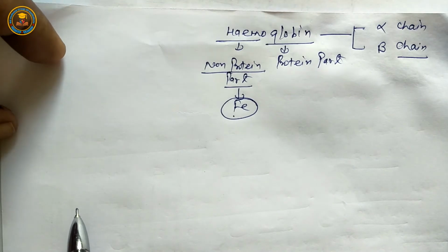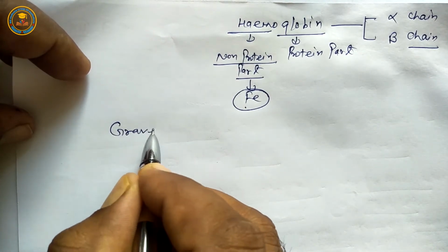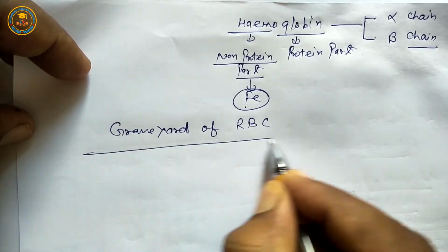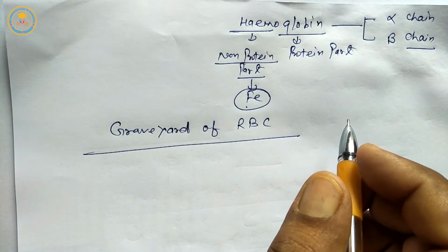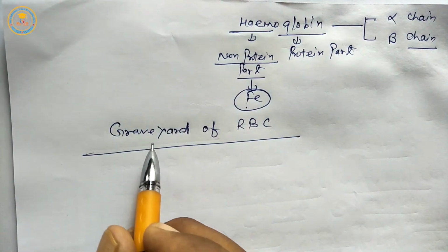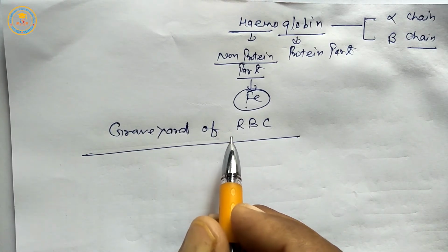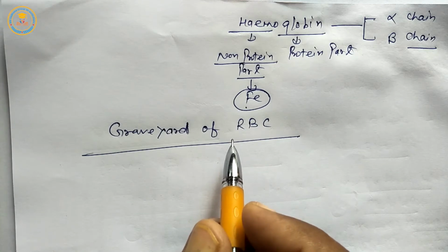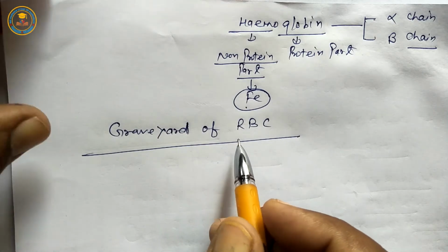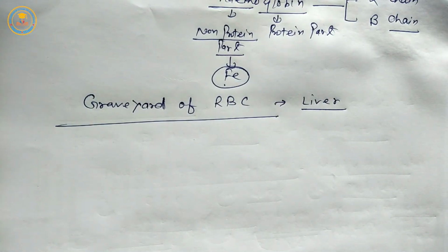Next is graveyard of RBC. It means when the RBC lifespan is completed, RBC are dead in liver part. So liver is a graveyard of RBC.